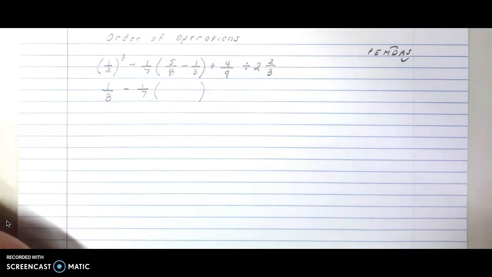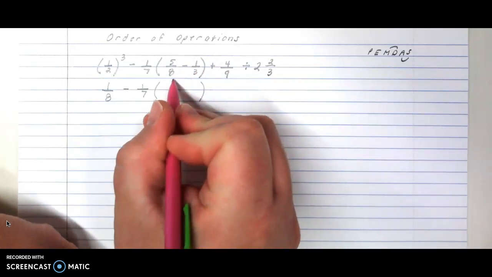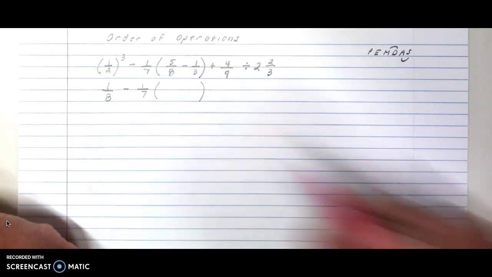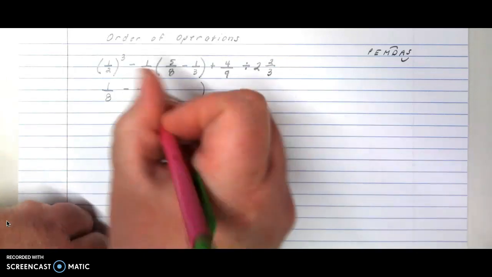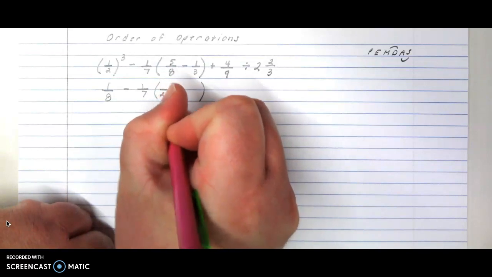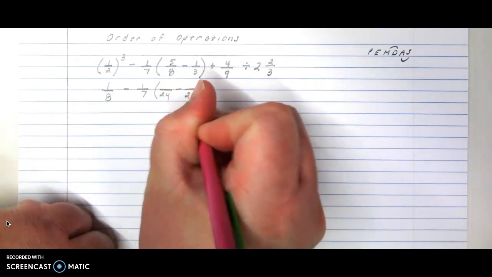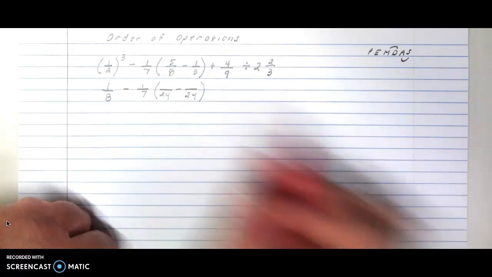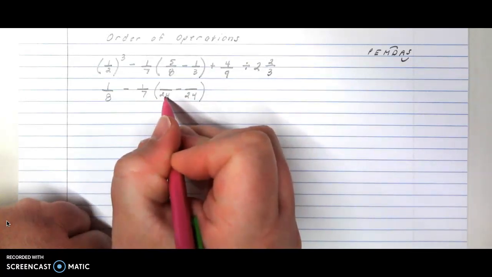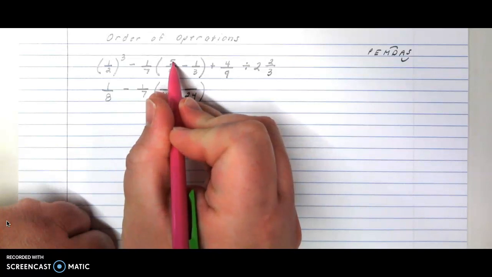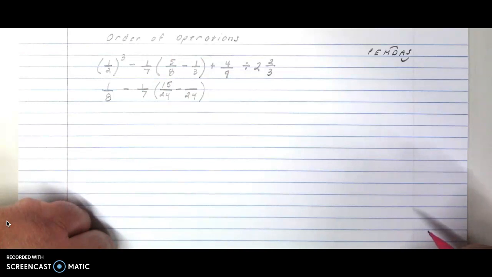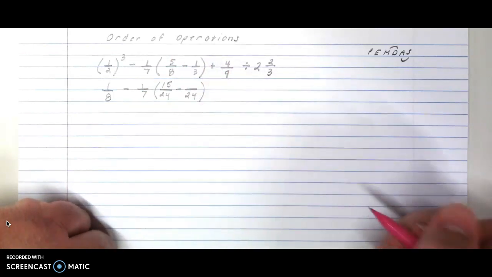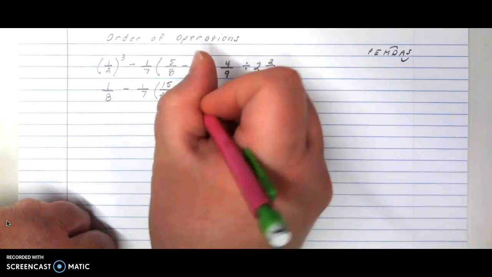Now for our parentheses, in order to subtract these two fractions, we need to get a common denominator. So in our example here, our common denominator between 8 and 3 would be 24. So we're going to convert both of these to 24ths. So 8 goes into 24 3 times, so then we multiply the numerator by 3. 5 times 3 is 15. So we created an equivalent fraction there. 3 goes into 24 8 times, so 1 times 8 gets us 8.